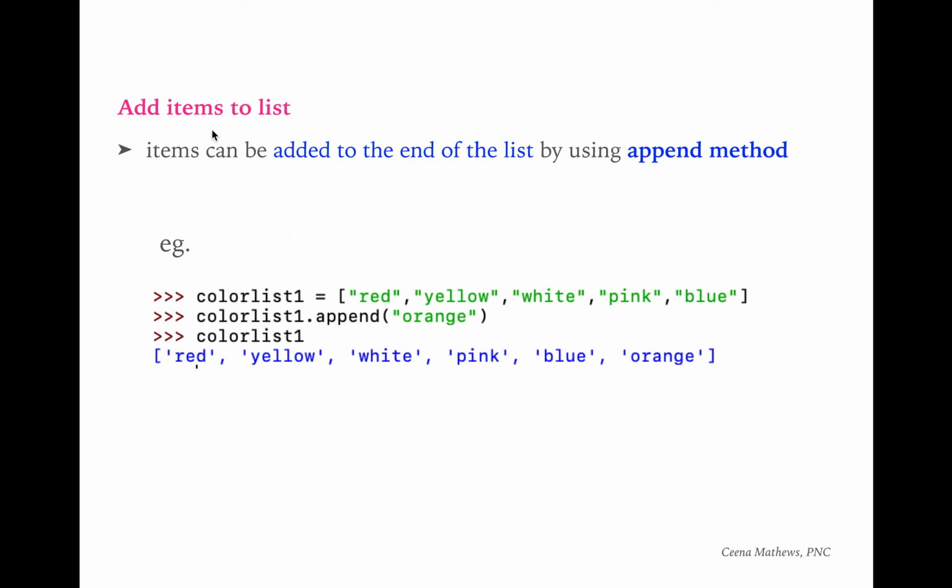Next is how to add items to a list. Items can be added to the end of the list by using the append method. That is, this is the created list, color list one. To this, we append the item orange, which has been added here to the end of the list.